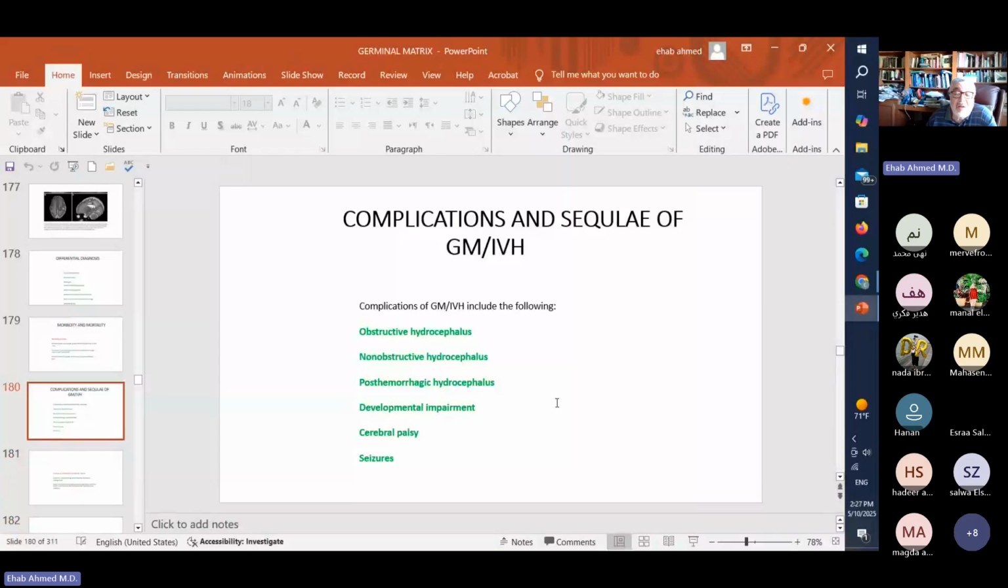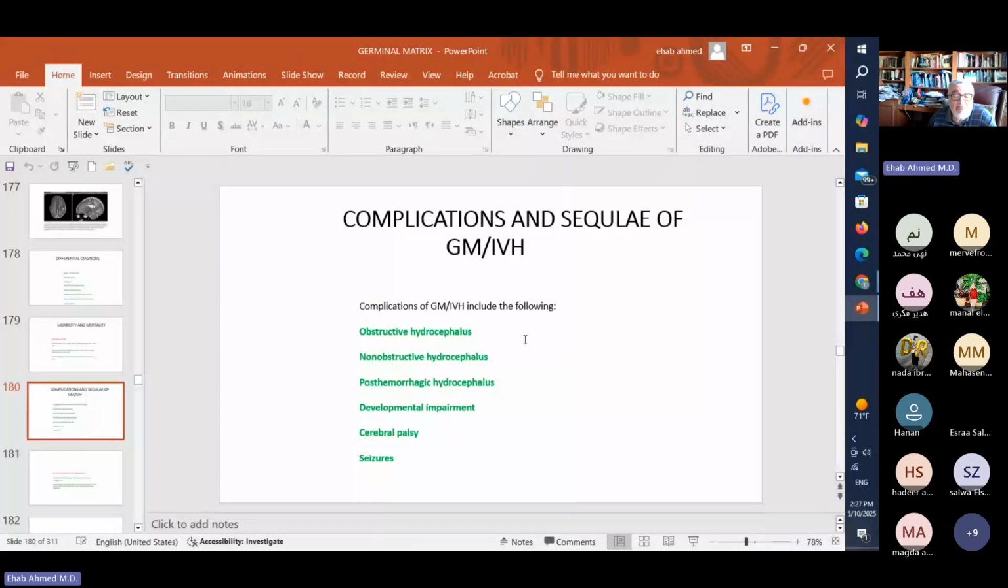The complications are either post-hemorrhagic ventricular dilatation or hydrocephalus, which might be obstructive, by a blood clot in the aqueduct of Sylvius, or non-obstructive, causing inflammation of the arachnoid villi, making the absorption of CSF less. And post-hemorrhagic hydrocephalus occurs because of the massive amount of blood in the ventricle. So hydrocephalus is a complication, post-hemorrhagic ventricular dilatation is a complication. And then we can divide them into acute and chronic complications or sequelae.